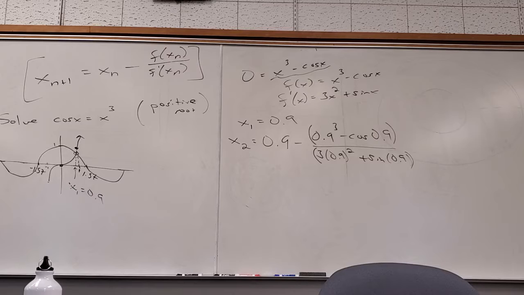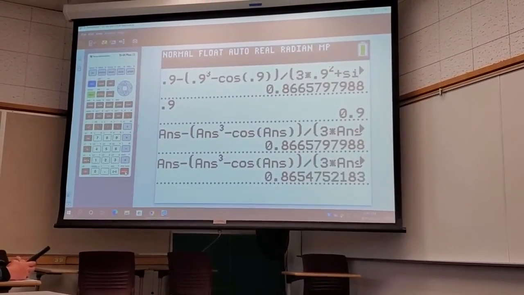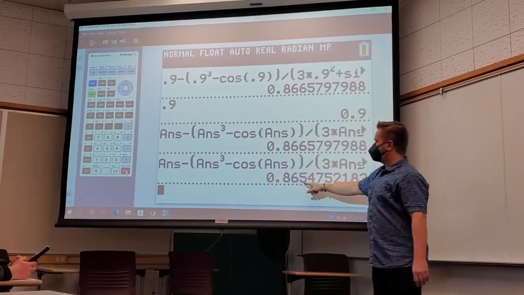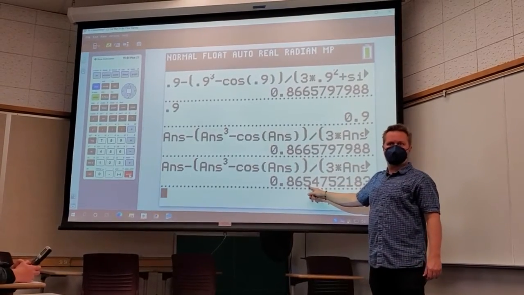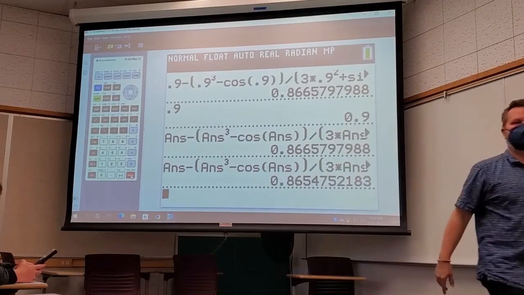So x1 is 0.9. What's x2? x1 is 0.9. What's x2 up there? 0.88. Yes. Well, point who? 866. And what's this? This will be x3. Every time I hit enter, I get the next better guess. So hit enter one more time.